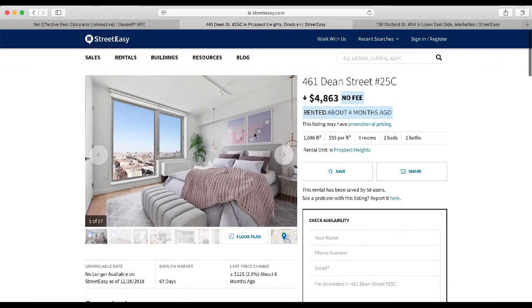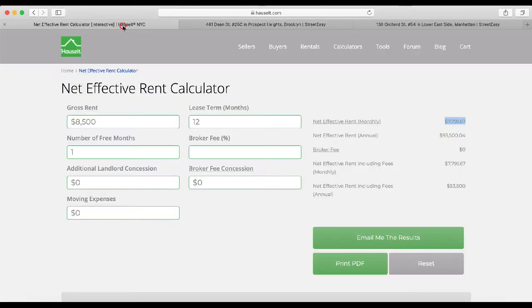But the truth is that if the net effective rent is lower than the gross rent, you actually are saving money, notwithstanding the fact that the renewal is probably based on the higher rate, and the fact that you're paying a higher cash flow amount for some of the months. You still do save money on average if the landlord is offering some form of a concession. So going back into the calculator, on the right hand side here, it actually helps show you the breakdown of the calculations. It tells you the annual net effective rent, and also the net effective rent on a monthly and annual basis, including fees.